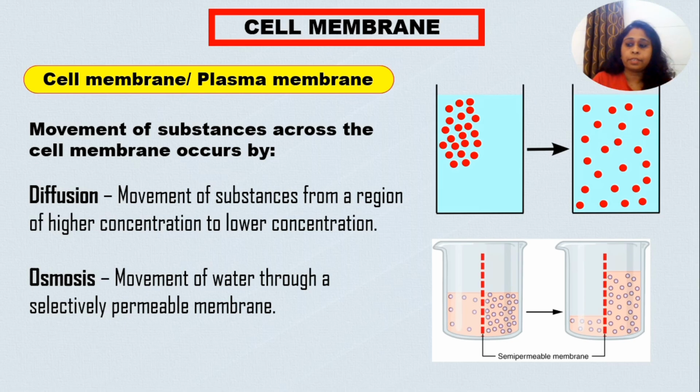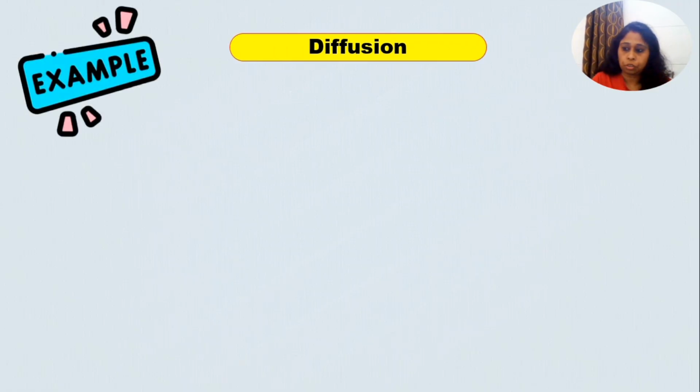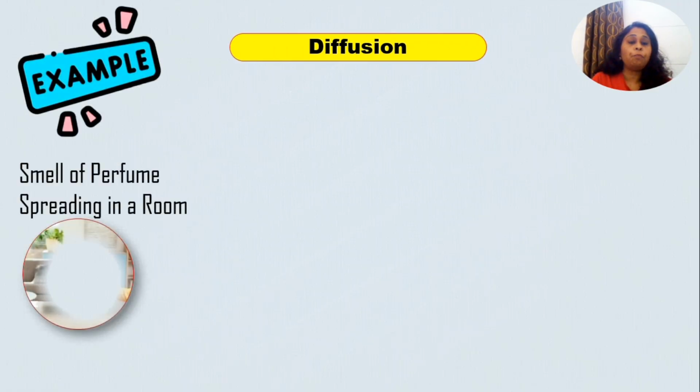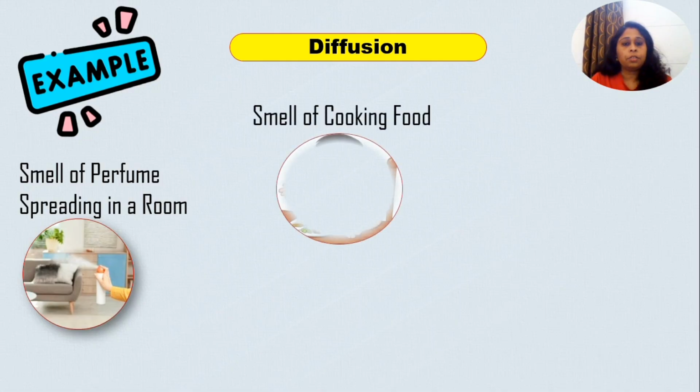Clear? So let us see some examples of diffusion and osmosis that we see in daily life. First, let us see the example of diffusion. The smell of perfume, right? When perfume is sprayed, its molecules spread throughout the room. That is due to diffusion. Now the second one is the smell of cooking food.